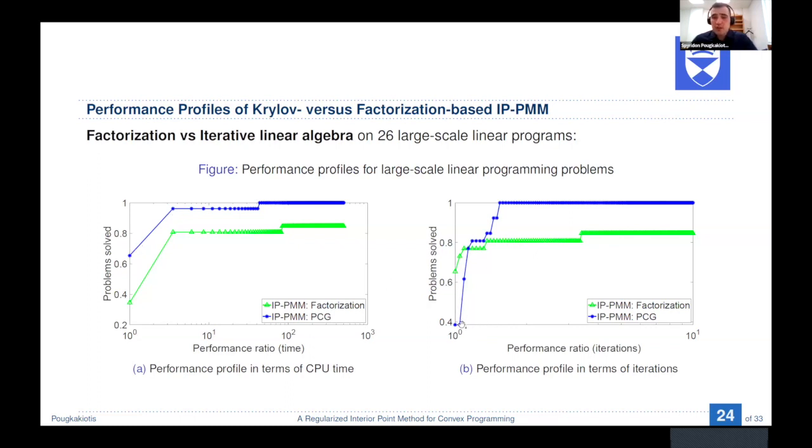Now, in terms of iterations, we have a slight overhead. So we require a bit more iterations. And that's, of course, normal because we're using inexact Newton directions. But as you can observe, this is almost negligible.